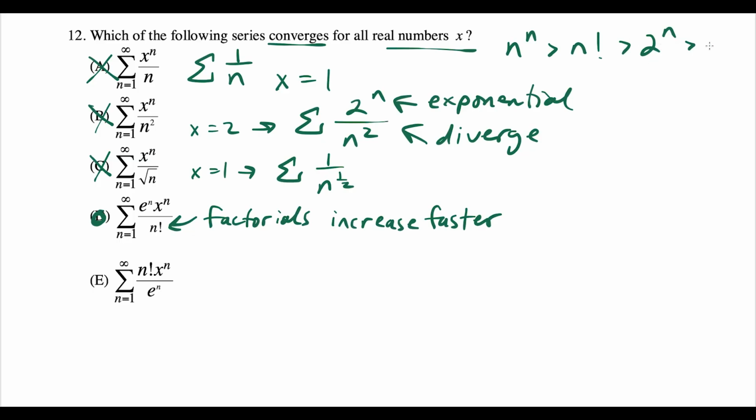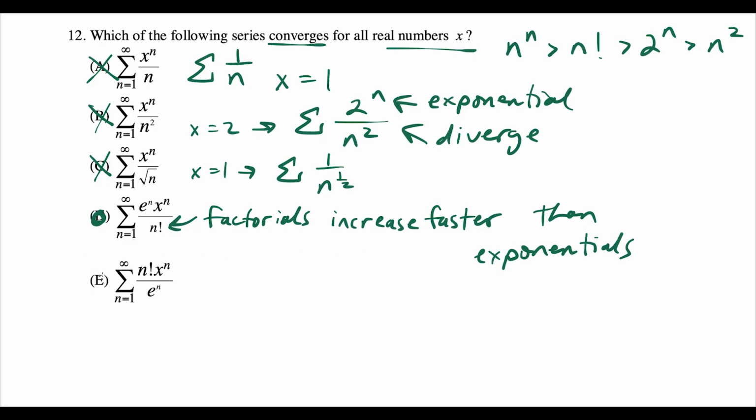And then if you have something like n squared, that's not as powerful as 2 to the n, which is not as powerful as n factorial, which is not as powerful as n to the n. So the fact that we have, in a sense, x to the n on top, factorial wins. So factorials increase faster than exponentials. So this idea is really, really big.